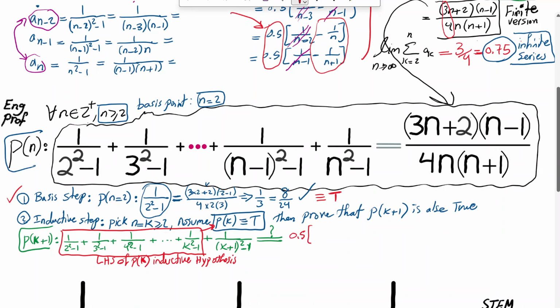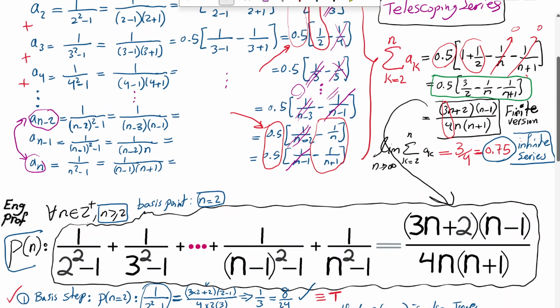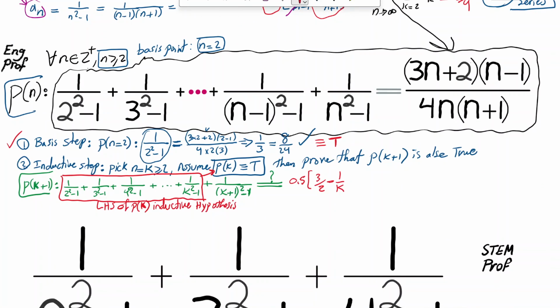So I'm going to do that. 0.5 times 3 over 2 minus 1 over k, because we go up to k. And here we were going up to n, so we had 1 over n and 1 over n plus 1. So we are now going up to k, so it becomes minus 1 over k minus 1 over k plus 1.